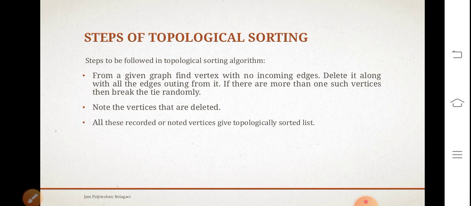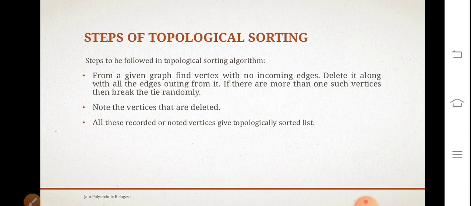The steps to be followed in the topological sorting algorithm are: from a given graph, find a vertex with no incoming edges, delete it along with all the edges going out from it. If there is more than one such vertex, then break the tie randomly. Note the vertices that are deleted. All these recorded vertices give the topological sorted list. These are the steps of topological sorting.